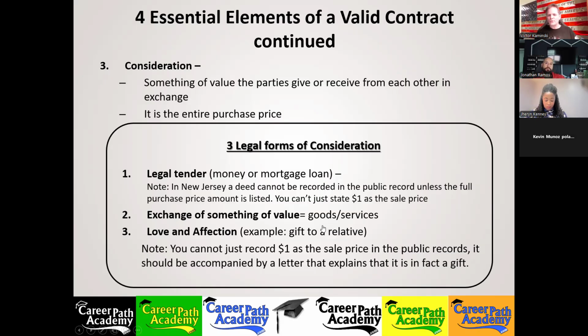Exchange of something of value, goods or services. I will do this in exchange for that, or I will give you this in exchange for that. It's bartering. And love and affection. That's like a gift to a relative. So you cannot just record $1 as the sales price in the public records. It should be accompanied by a letter that states it is in fact a gift. An affidavit. That's a sworn statement that states that it is in fact a gift.